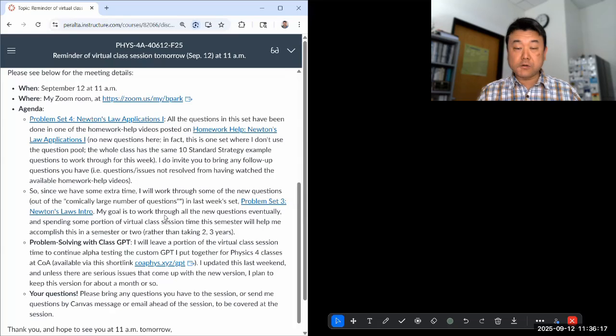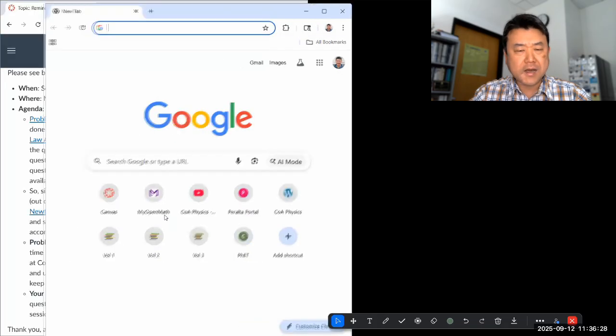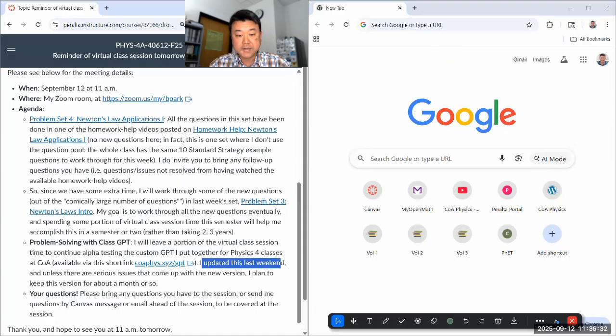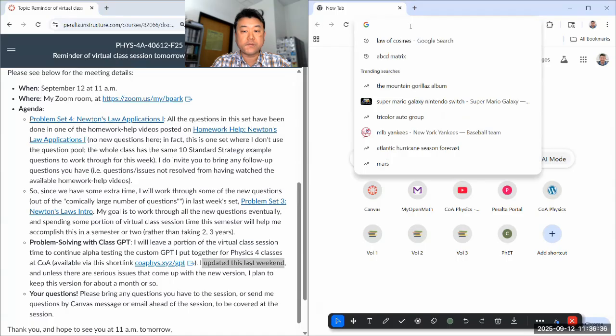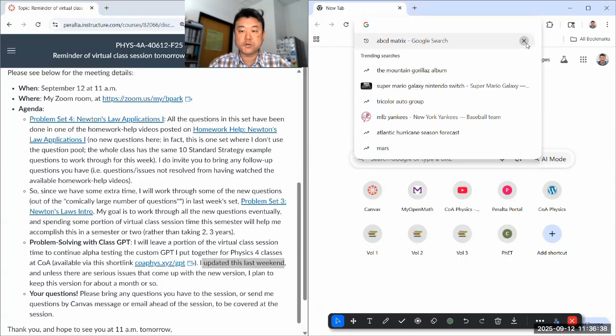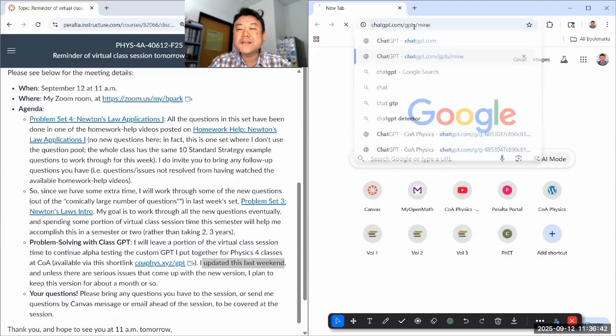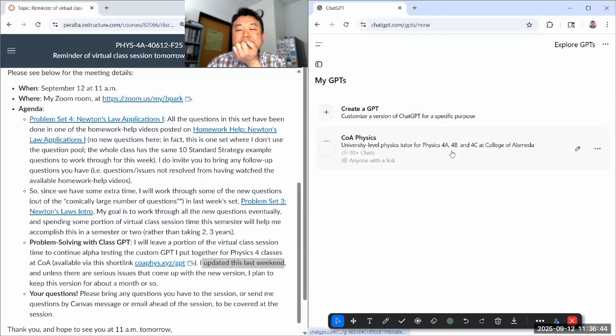All right, so I covered all the other agenda items. So let me use the remaining 25 minutes or so just playing with ChatGPT, but our version of ChatGPT. I think I showed this before, but as I said, I updated some of the settings last weekend. So I just want to give you a brief demonstration of what I've changed.